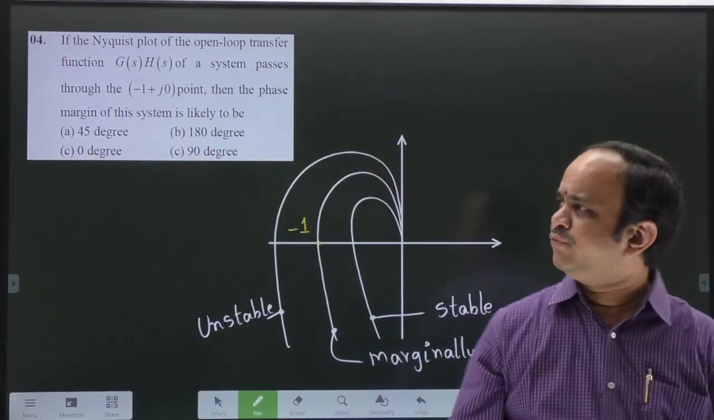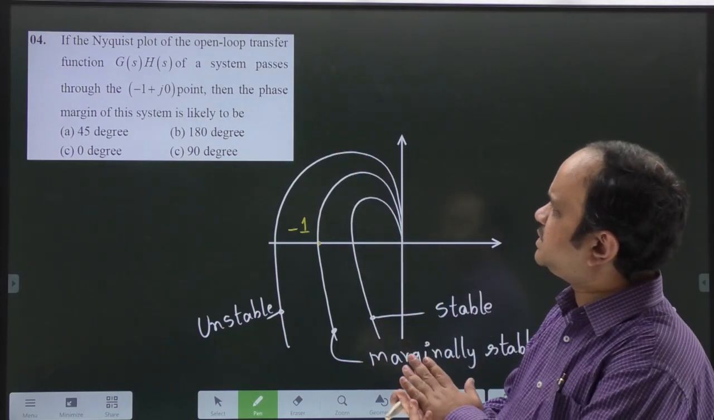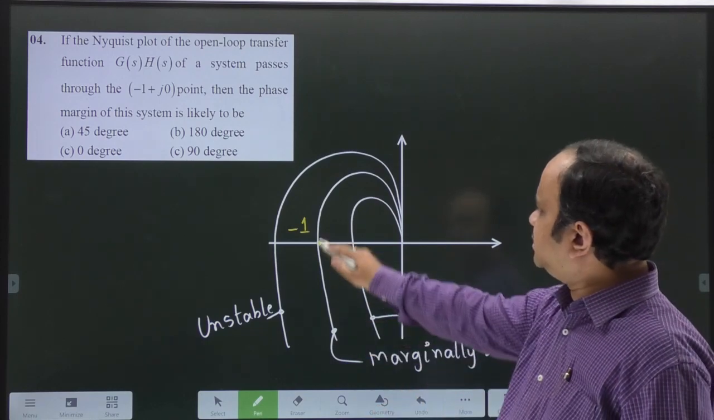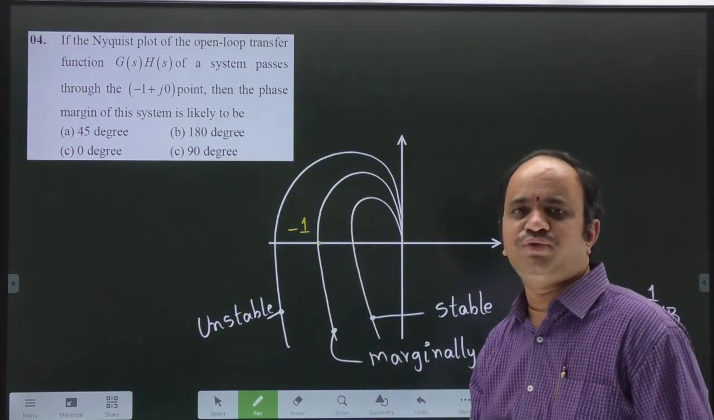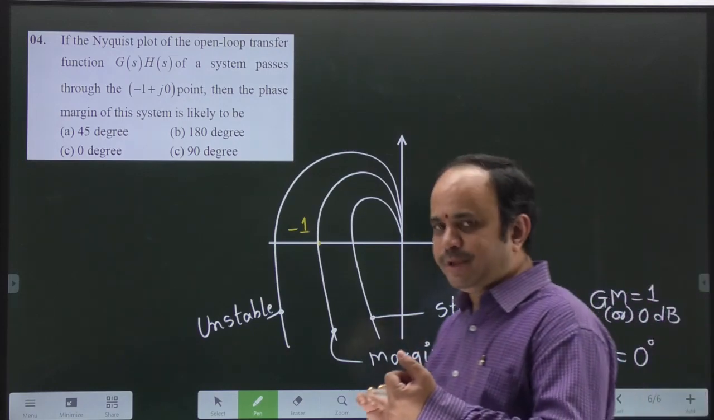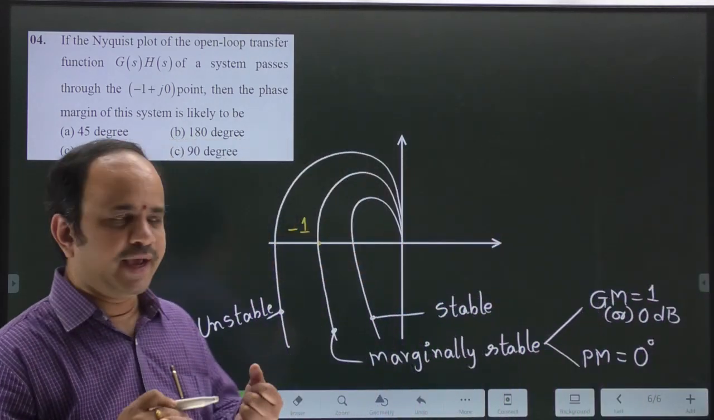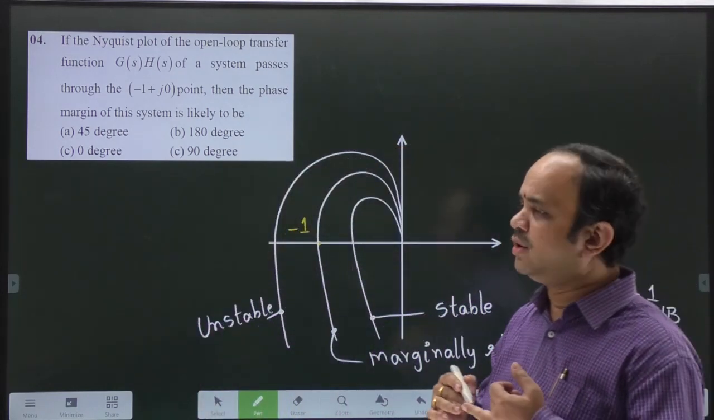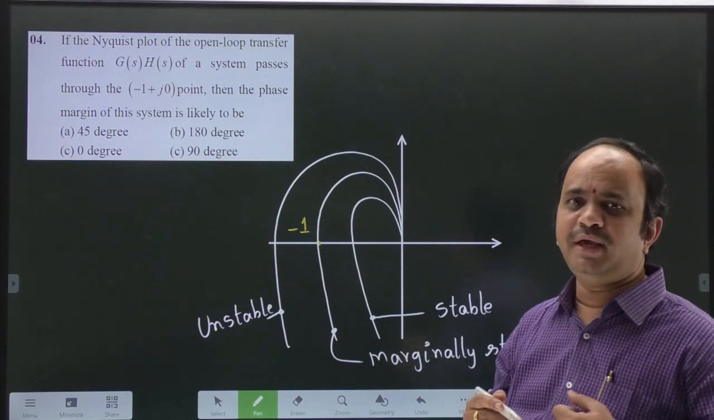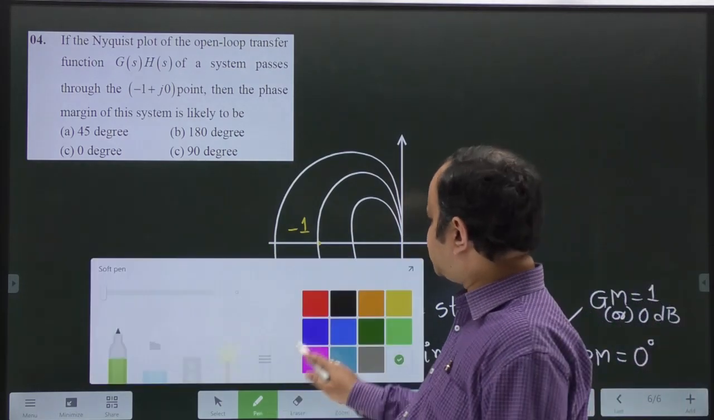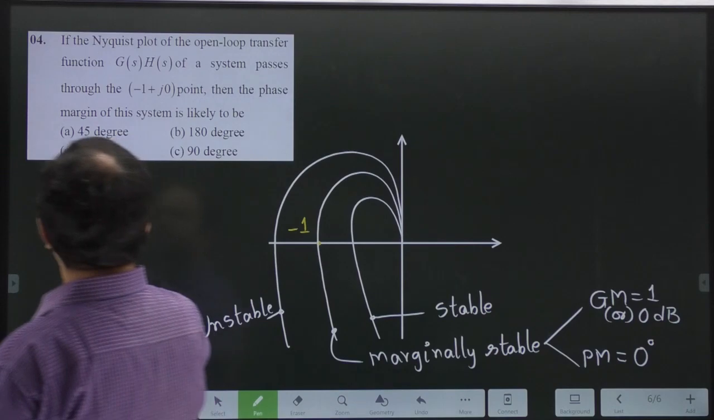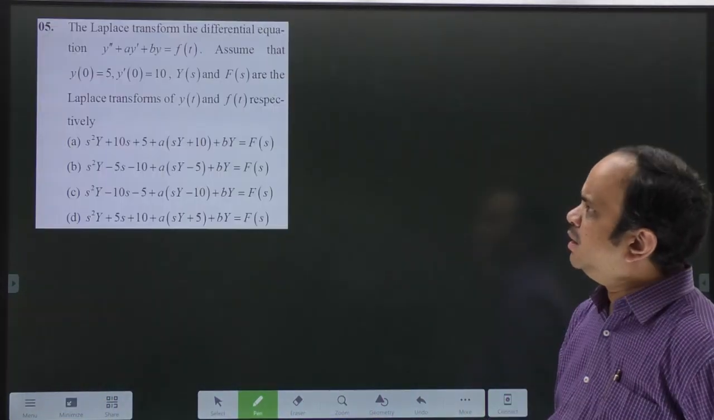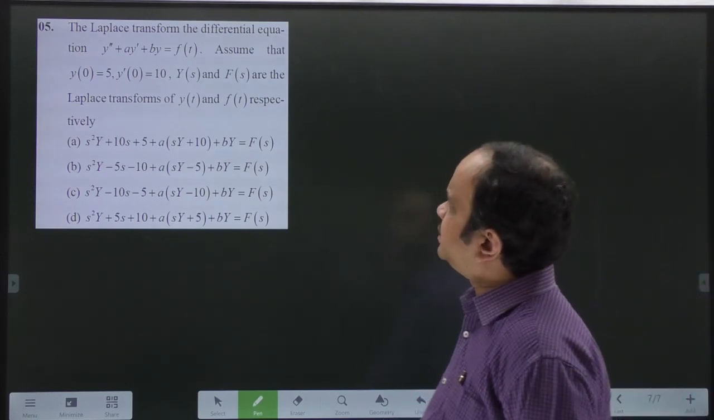We can have a few more concepts from this. If the Nyquist plot of the open loop transfer function simply passes through the critical point minus 1, the system is known to be marginally stable. You can expect that question also. And gain margin is 1 in absolute value or 0 dB. Phase margin will be 0 degree. Now in this case, the question is asked about phase margin. Therefore, option C will be the correct answer. Now let us look into the next question.